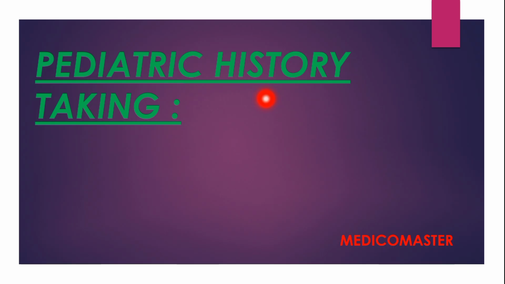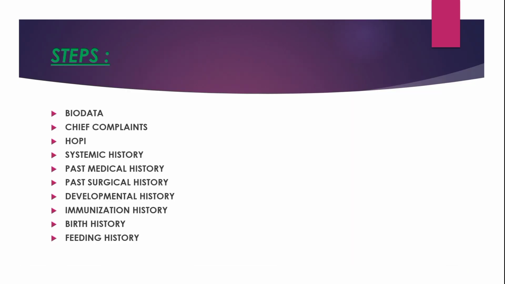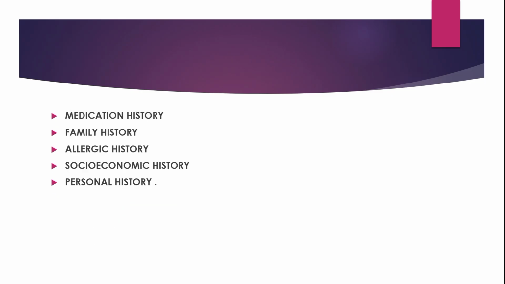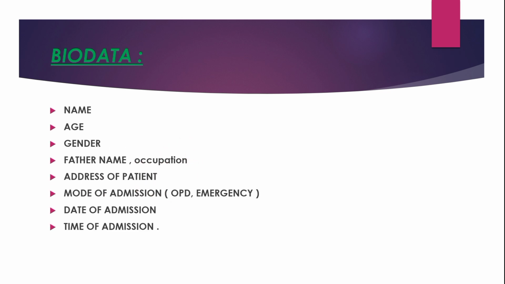Today we will talk about pediatric history taking. So the common steps involved in the history taking are biodata, chief complaints, history of presenting illness, systemic history, past medical history, past surgical history, developmental history, immunization history, birth history, feeding history, medication history or drug history, family history, allergic history, socioeconomic history, and the personal history.